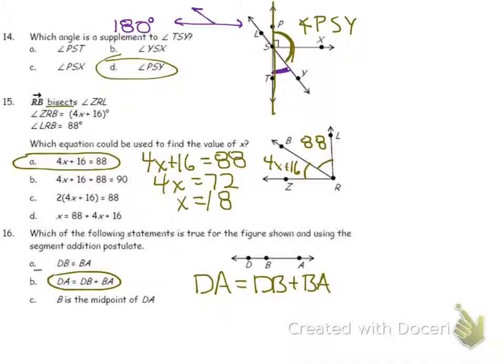Now, answer A and answer C are related to each other. If DB was equal to BA, B would be a midpoint. If B was a midpoint, then they'd be equal to each other. So if the problem was different, we'd be dealing with those two, and it'd be a midpoint type problem. But in this case, it's segment addition, and we go with answer B.